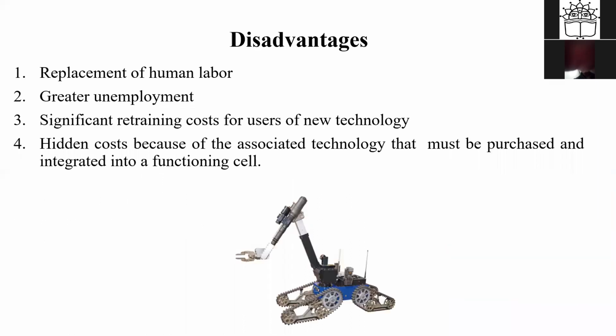What are the disadvantages? The first thing is unemployability. You are going to replace a laborer, that too of 3 shifts, meaning 3 laborers. So there will be greater unemployment. Next, there is significant retraining cost. If you are taking a new worker, you have to train him about programming. You have to train him about sensors. You have to teach the robot operator everything in robot technology. So there will be a training cost for the new workers. There may also be some hidden costs associated with the technology.